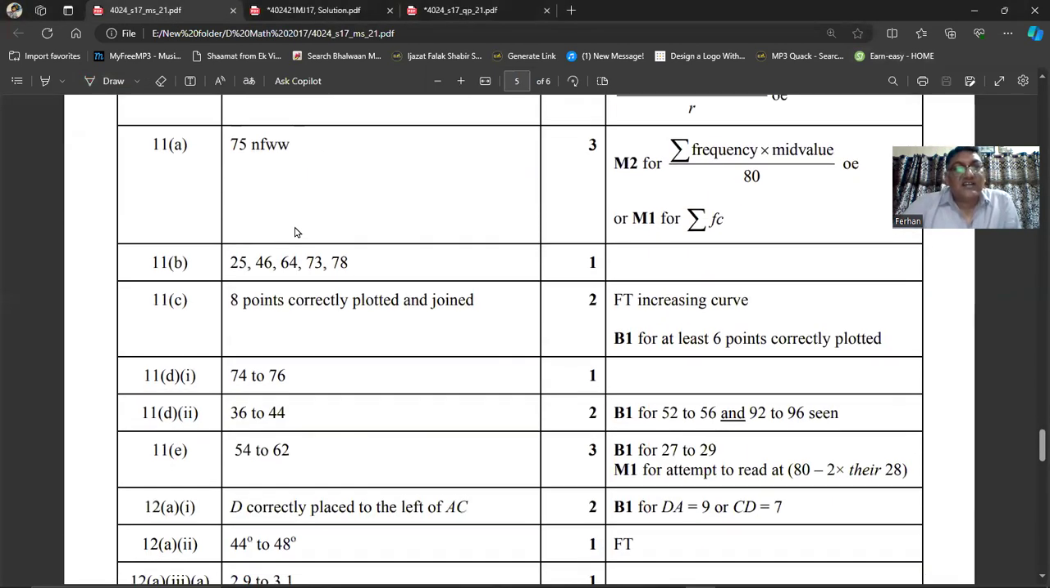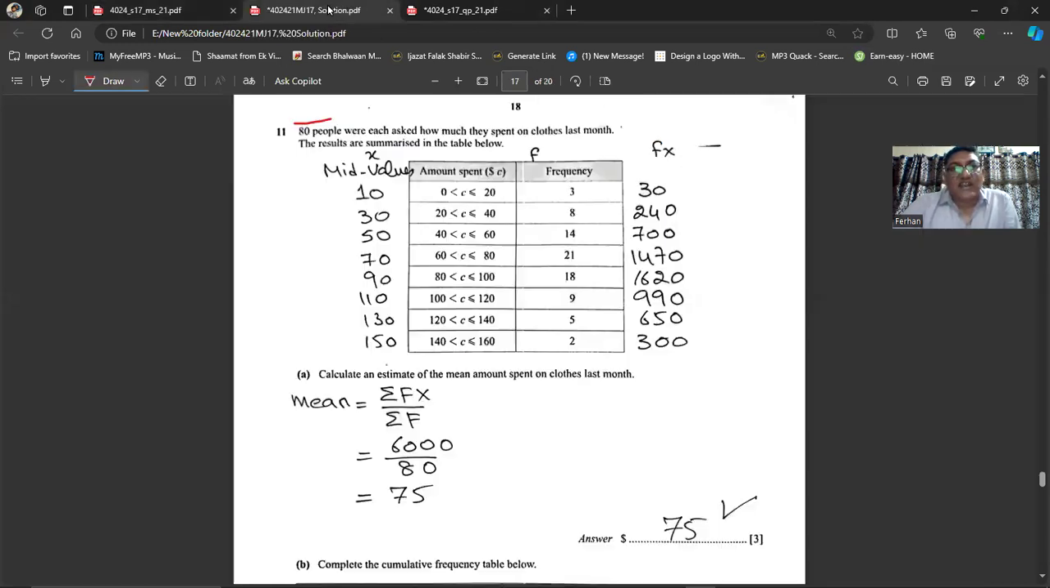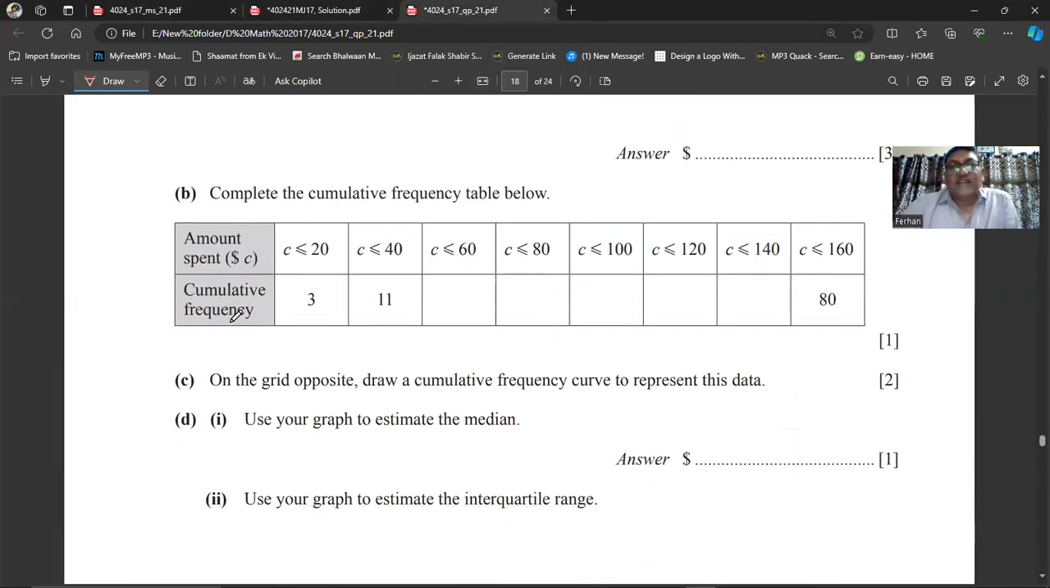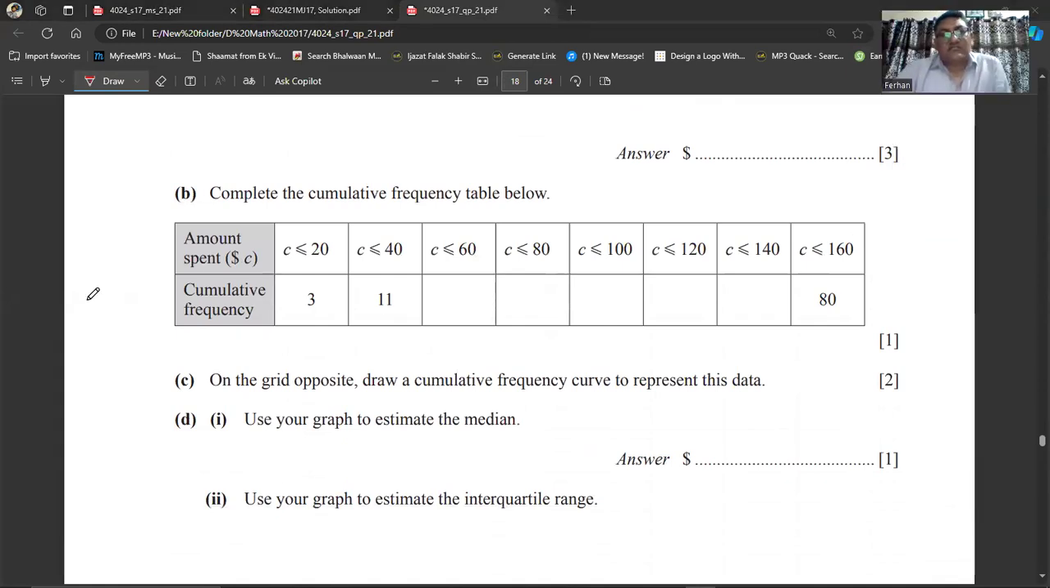Let me check. So my dear students, the mean is 75. So that is the right answer. This is how this is done. I hope you know how to find the mean. Okay, then we are going to the next part. That is question number 11, part B. It says complete the cumulative frequency table below.